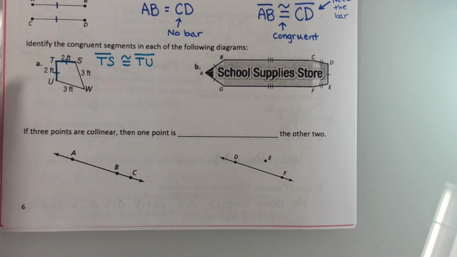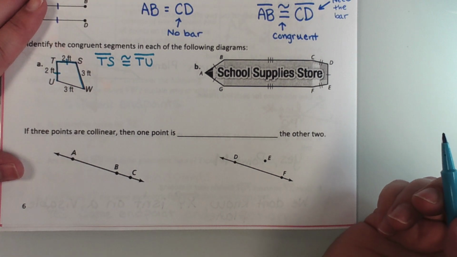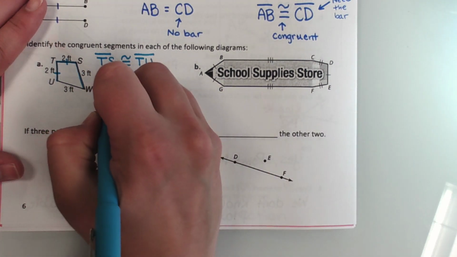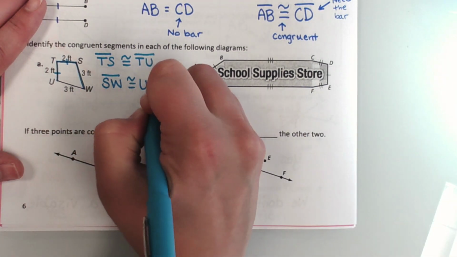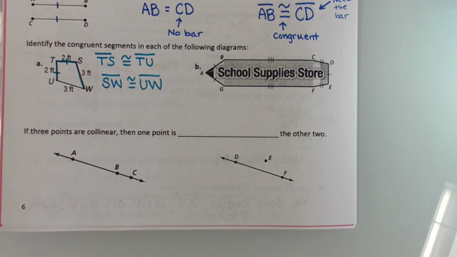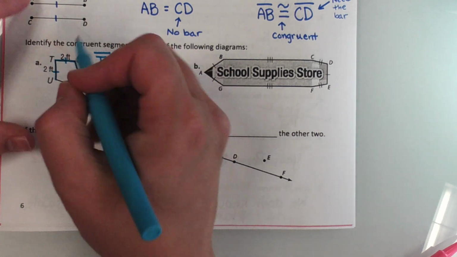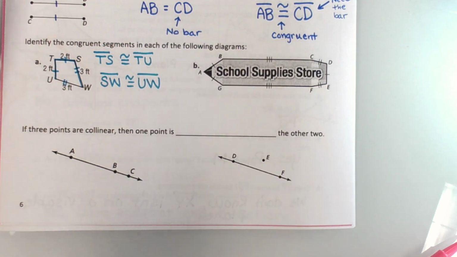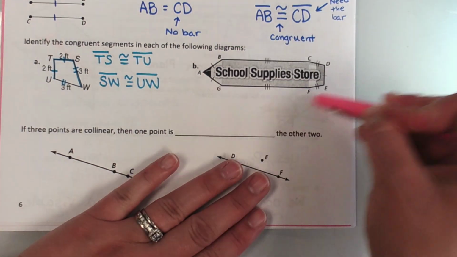There's another set that's congruent here, right? What's this one's name? SW, and it's congruent to UW. Beautiful. That's all the sets in that one. And if I wanted tick marks on this one too, I would just make sure they're double tick marks because I already used the singles. Okay, congruencies over here.